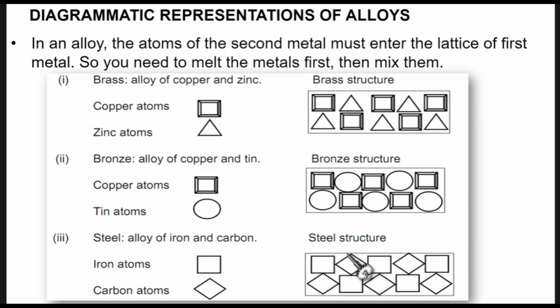Very, very important. Now let's look at the advantages of alloying metals. In other words, we are talking about the importance or usefulness of making alloys. What are their advantages over the original metals they are made from? The reason why we make alloys.